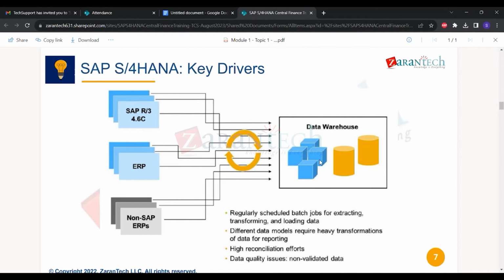which involves manual work, and it's difficult to drill down to the original source in case of any inconsistencies, or even if there is no inconsistency, you want to check how the data came. So the drill-down facility is not available if you're using these warehouse systems.